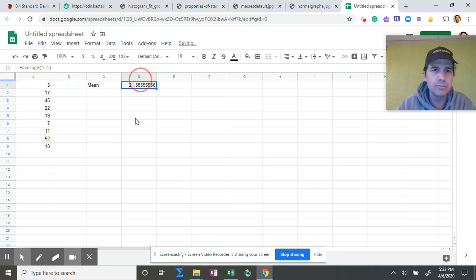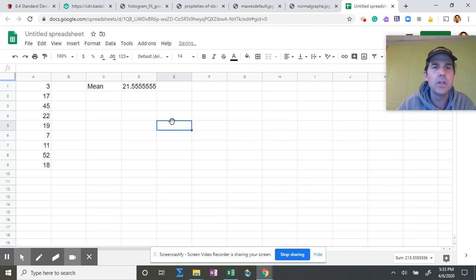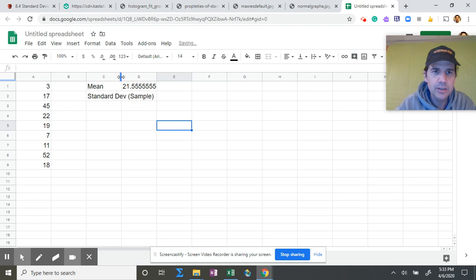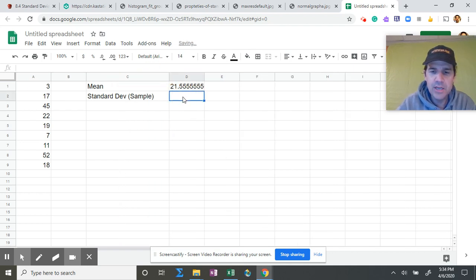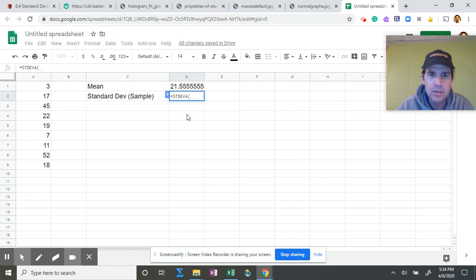Let's make the font a little larger on this. Font, let's go to 14. Boom. Now let's say I want to find my standard deviation of a sample. If I type in equals STD, you can start to see there's standard deviation. If I want a sample, see standard deviation of a sample, so it's STDEVA. And then I'm just going to hit this first column. And there's my standard deviation of a sample.